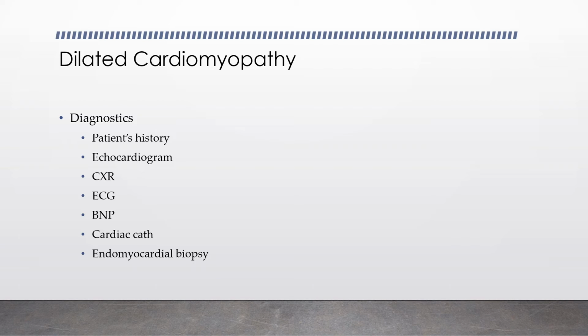Cardiac cath would be used just to help rule out any coronary artery involvement. We could look at our coronary arteries. We could also get the different pressures on the side of the heart to see how well our heart is functioning. And an endomyocardial biopsy, which is going in and getting a biopsy of the myocardium to help identify any infectious agents that could have caused this.